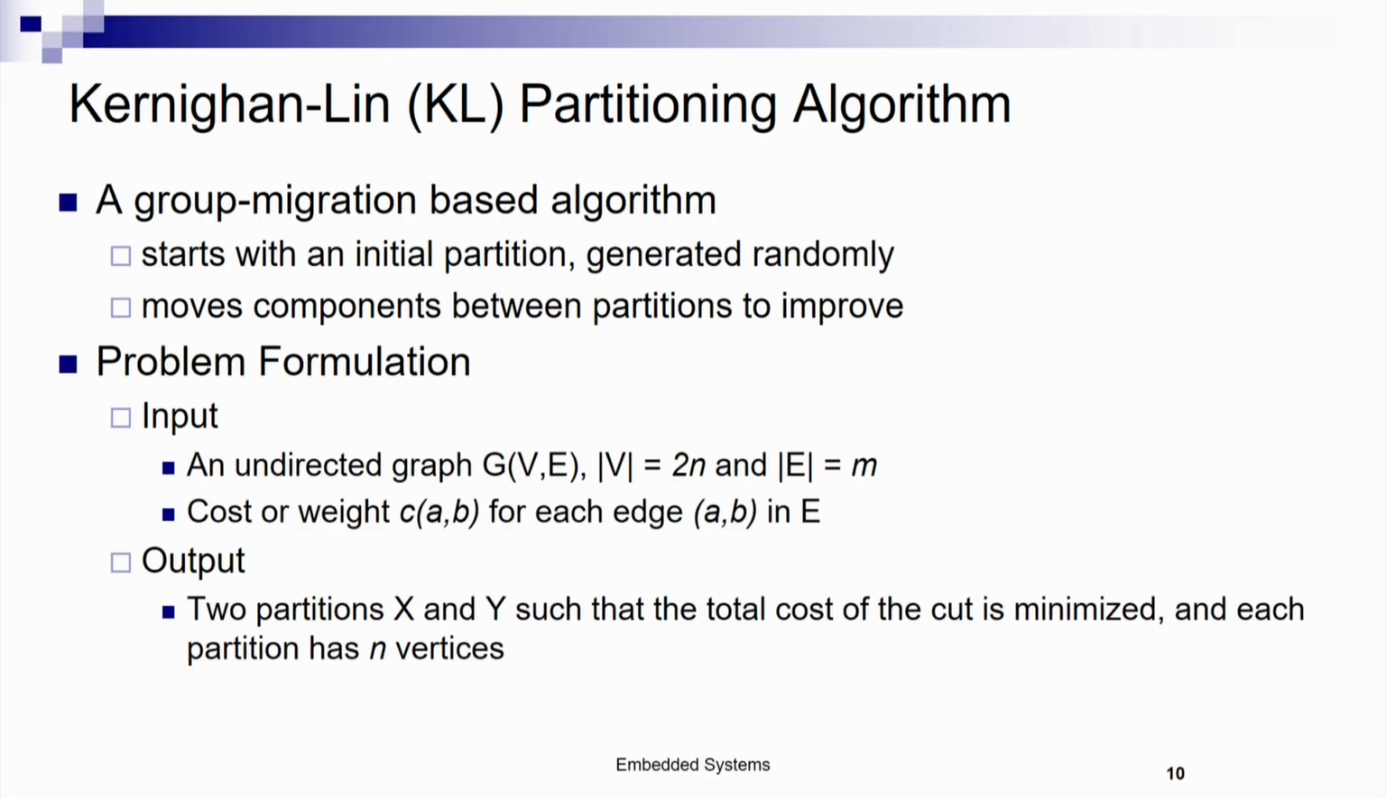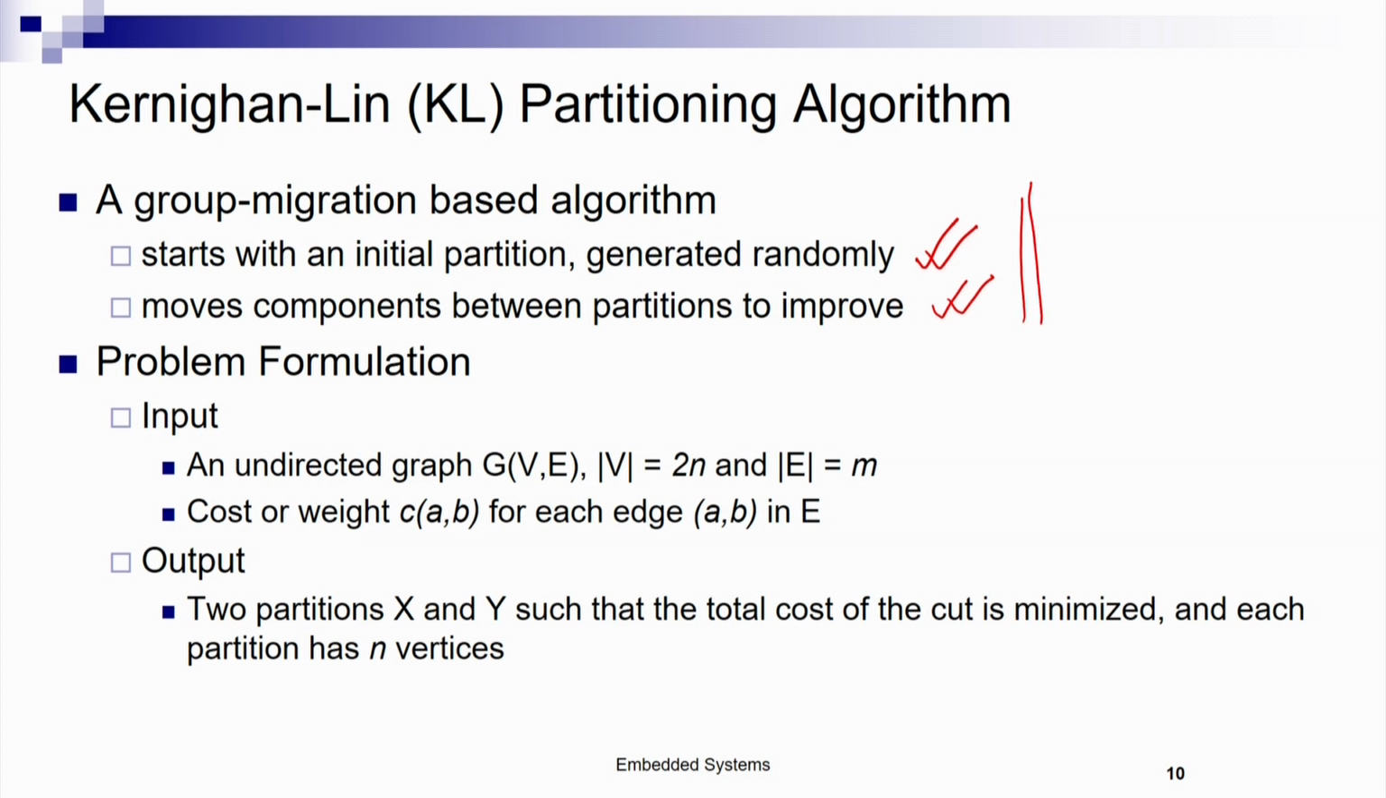Now, this algorithm is a group migration based algorithm. It starts with an initial partition generated randomly. One of the important principles of this algorithm is that the number of components in hardware and software will be the same. So, it moves components between partitions to improve. This is the characteristic of all group migration based algorithms.